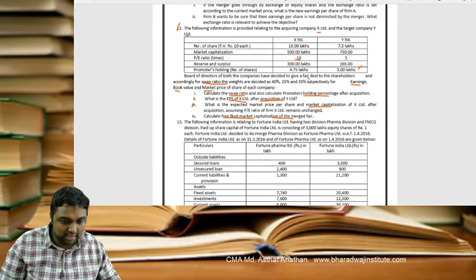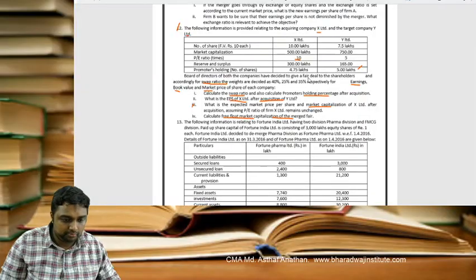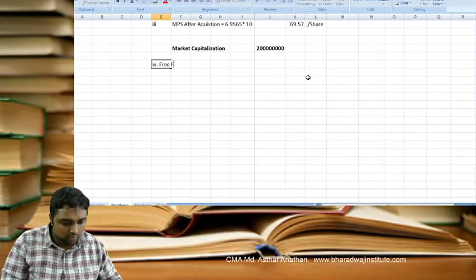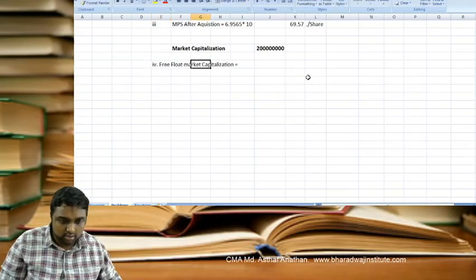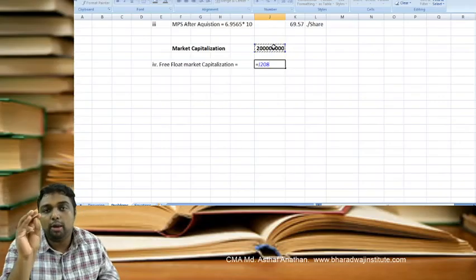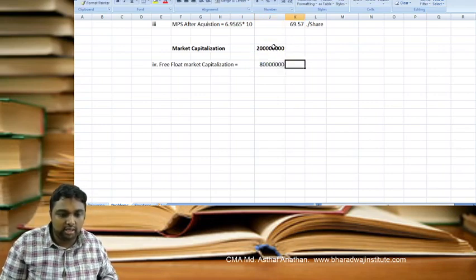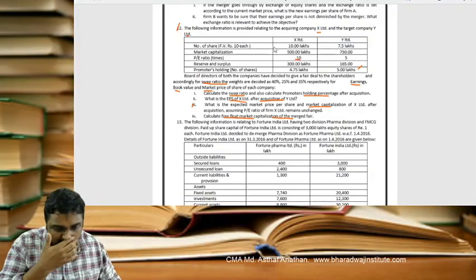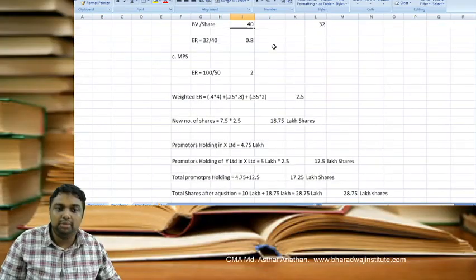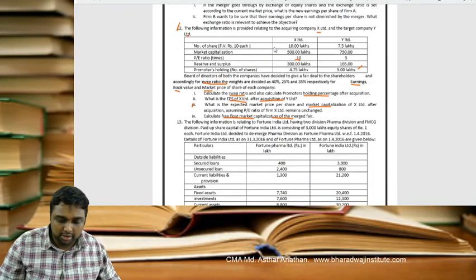So free float market capitalization will be, they are asking in rupees, this is our total capitalization. If promoters is 60%, others will be 40%. So 0.4 of it will be 80 lakh. Both are in rupees, you can give the rupees symbol. So the question is over. It looks like a different model question, but all are the same model. The exchange ratio is a little bit interesting calculation, but everything else is easy.